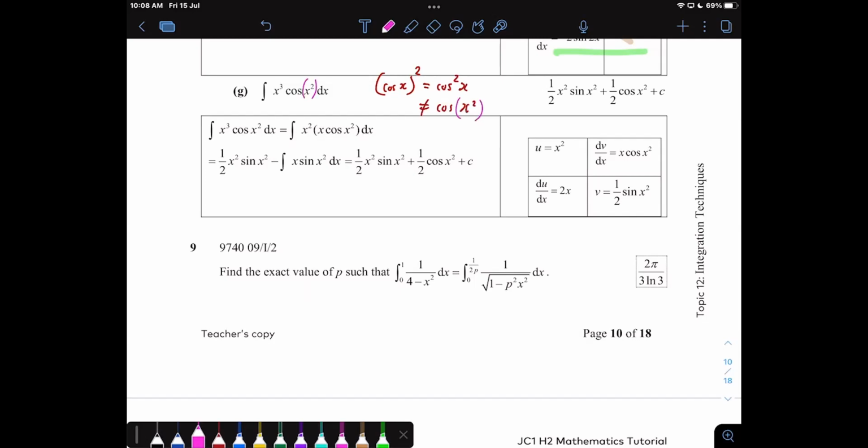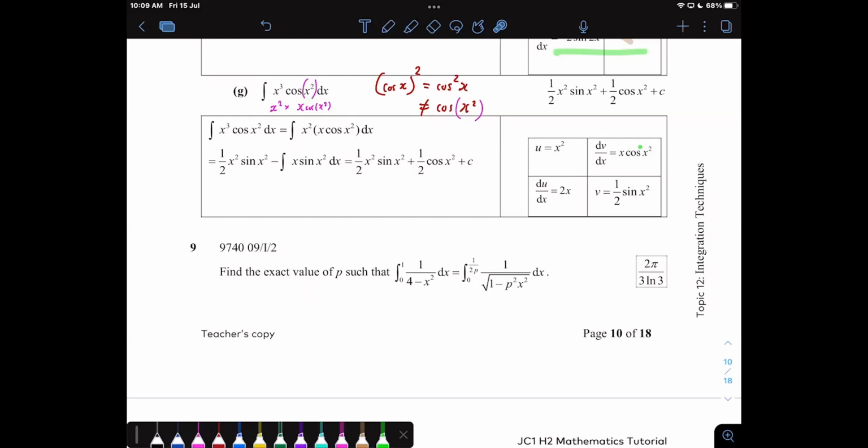Here we cannot integrate cos x square. So what we need to do is to be smart about it. We have to instead pick, you cannot pick x cubed and then cos x square. No, you have to change it into x square multiplied by x cos x square. Think of it as this instead: x square on the left and x cos x square on the right.